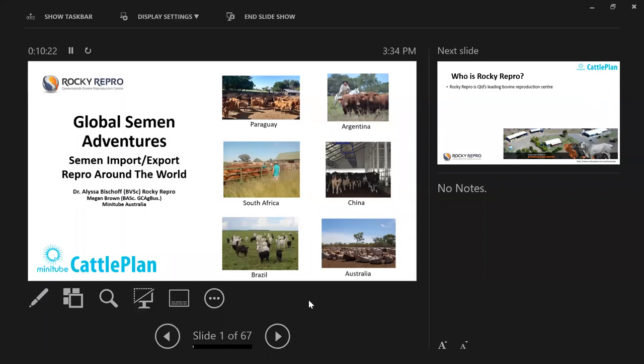Hi everyone, my name is Megan Brown and I'm the Northern Manager for Minitube Australia, so we distribute the CattlePlan range of cattle repro hormone. My background is cattle reproduction for the last 12 years, starting in IVF and embryo transfer work and commercial AI, and then moving over into the pharmaceutical space and doing trial work and that type of thing. So I've been with CattlePlan now for just over 12 months, and I'll be joining up a little bit later in the talk to cover a few different AI uses around the world. So I'll hand back over to Alyssa.